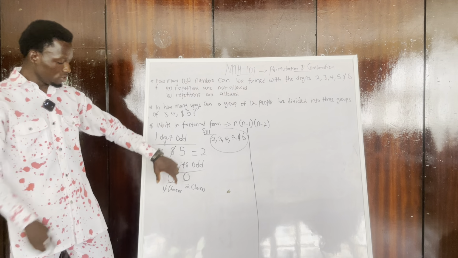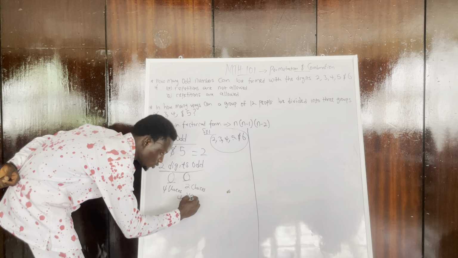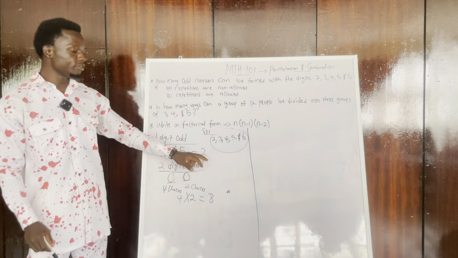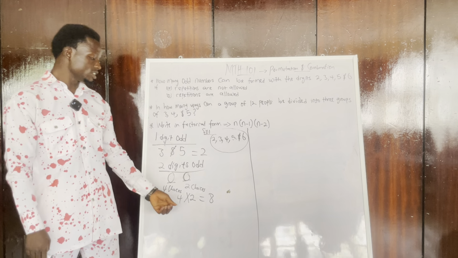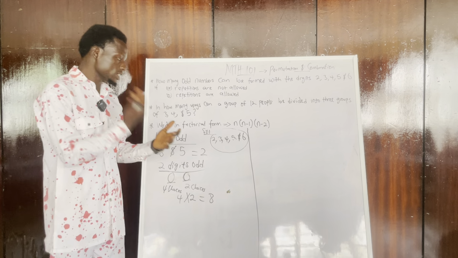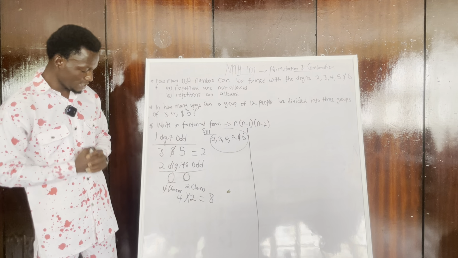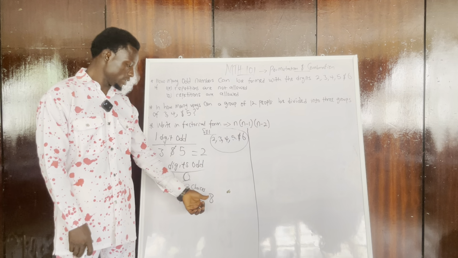So now multiply all the choices together. So this is going to give us what? 4 multiplied by 2, which is what? 8. Now for one-digit odd, we can only have 2, which are 3 and 5. For two-digit odd, you can have 8, whether 23, whether 25, whether 43. I don't want to know everything now, but what I know is that it's no more than 8.